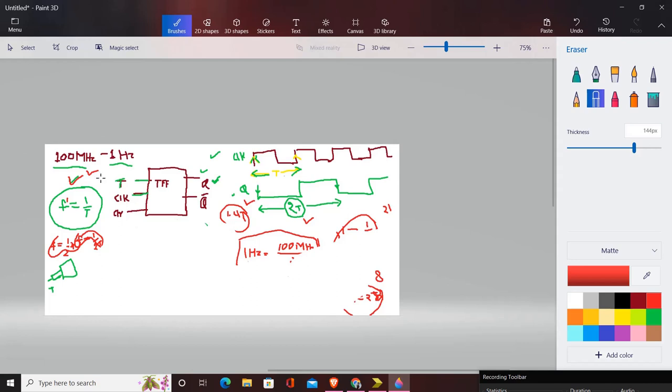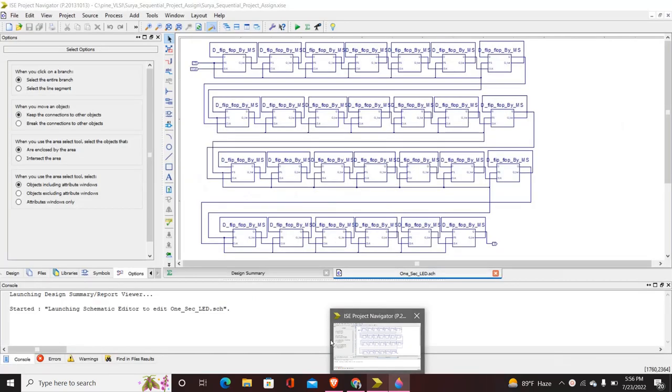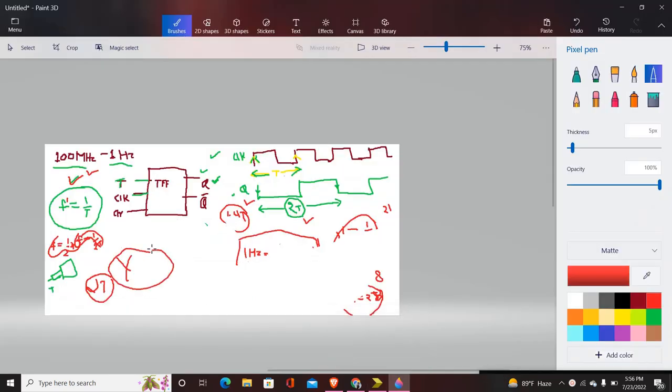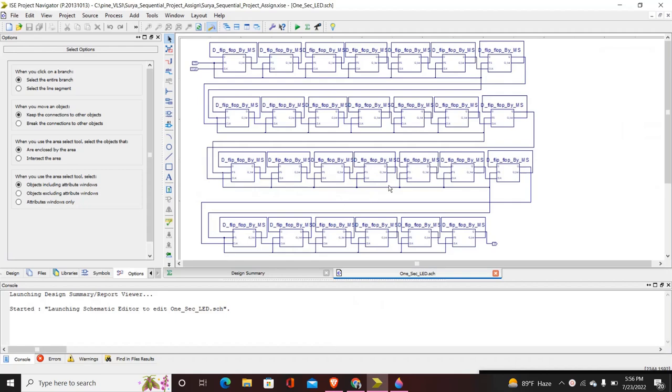Now coming to how many flip-flops are required to convert 100 megahertz into 1 hertz. For this we need 27, as I clarified before. 27 flip-flops are required to convert 100 megahertz frequency into 1 hertz frequency. I am using the Xilinx software for this, and I may also clarify your doubts with the help of a simulator board. Because 27 is a large number of flip-flops, it takes a long time. So instead of taking time, I drew it before making the video, and now I'm able to clarify each and every point for you.